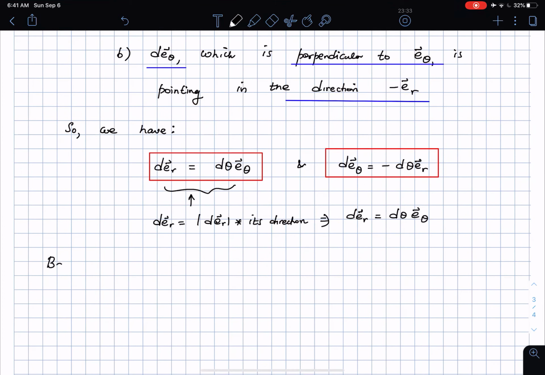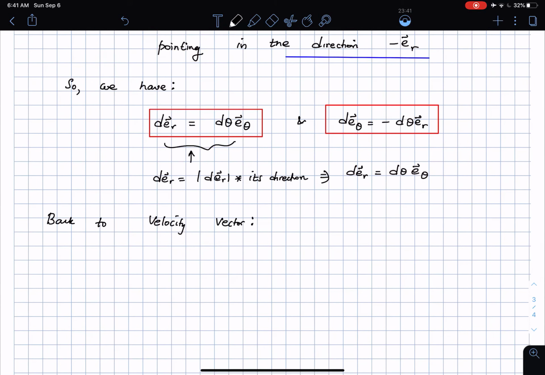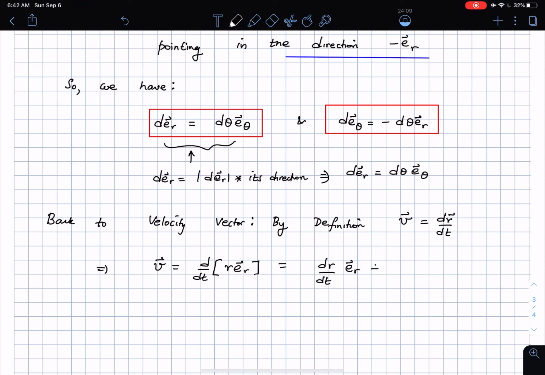Okay, so back to the velocity vector. I know by definition v is dr by dt, which means that I can say v is d by dt of r times er. By the product rule, this is dr by dt er plus r times der by dt.